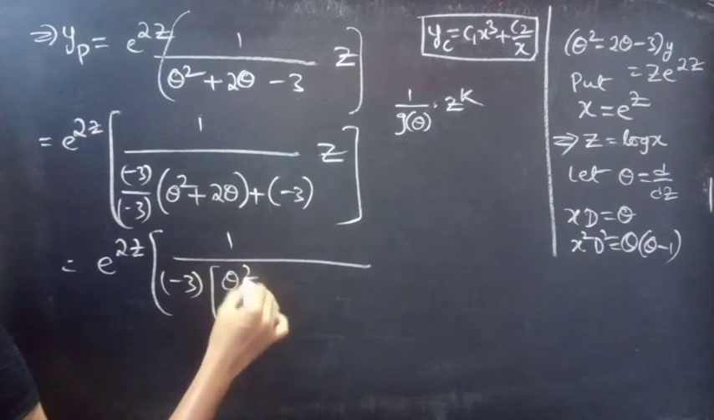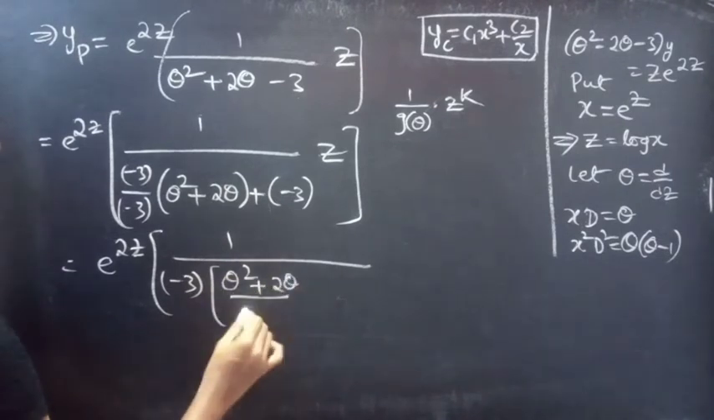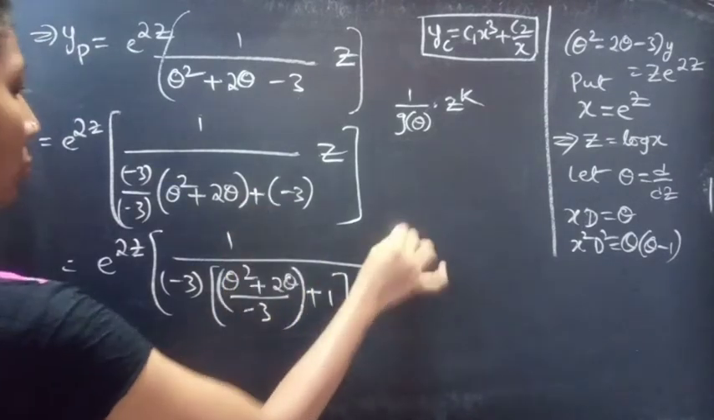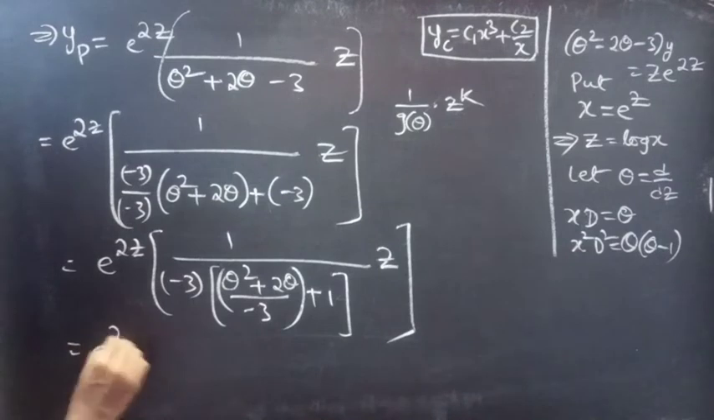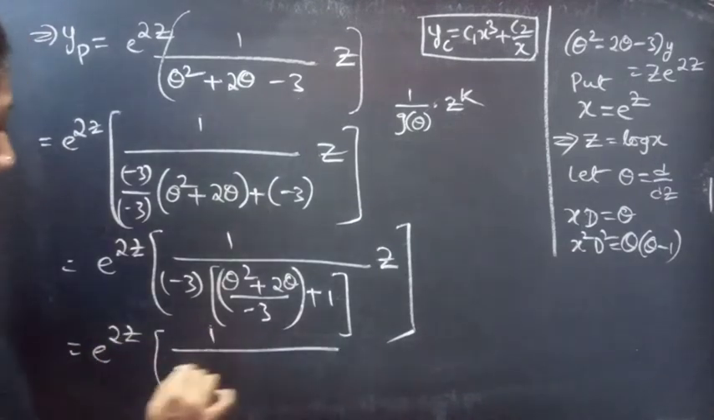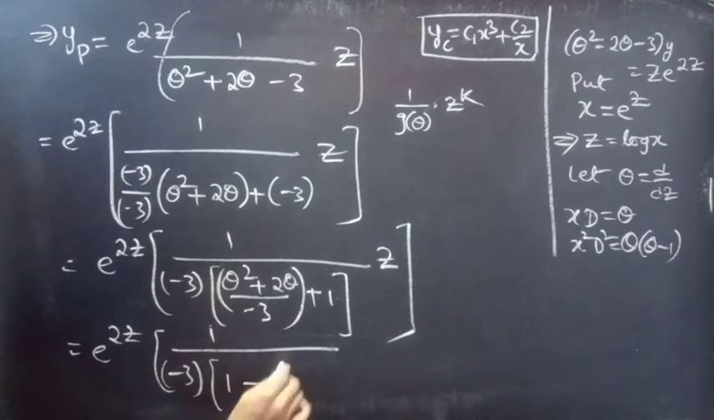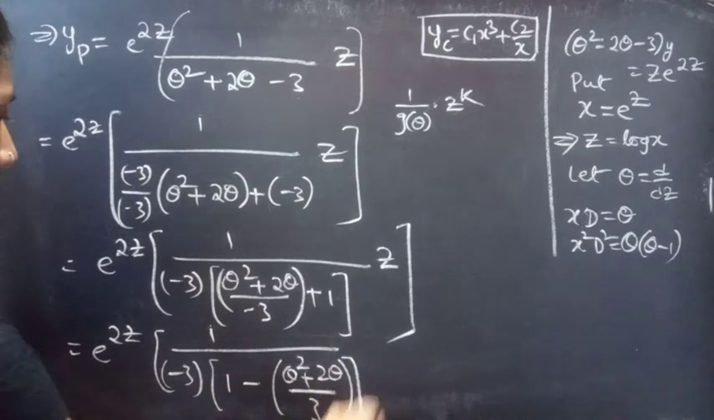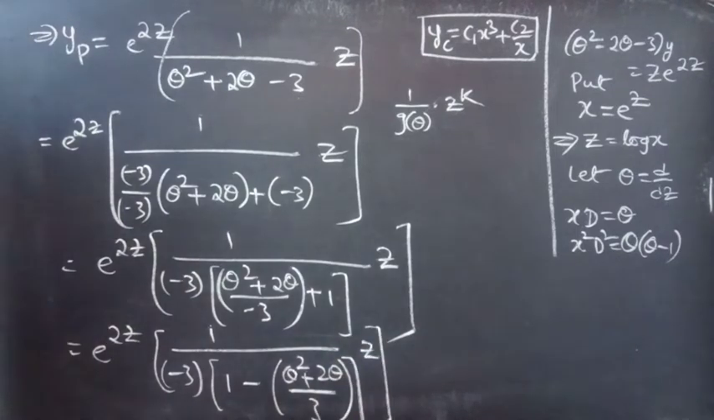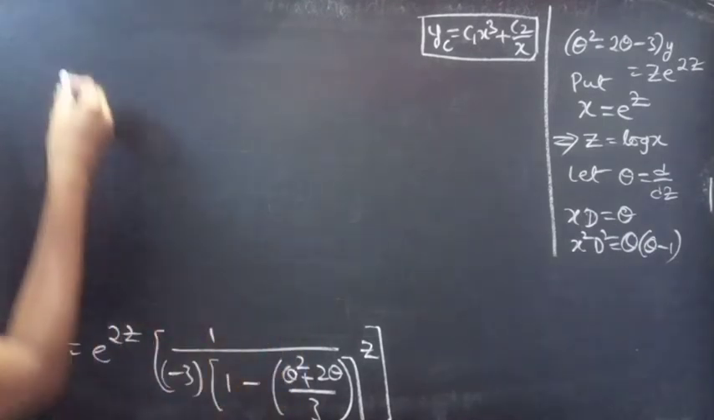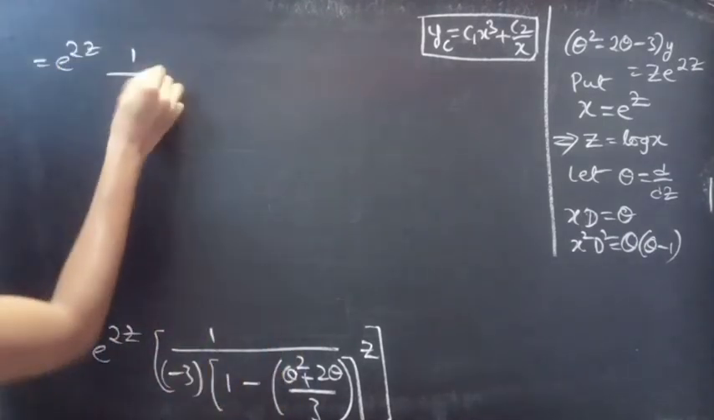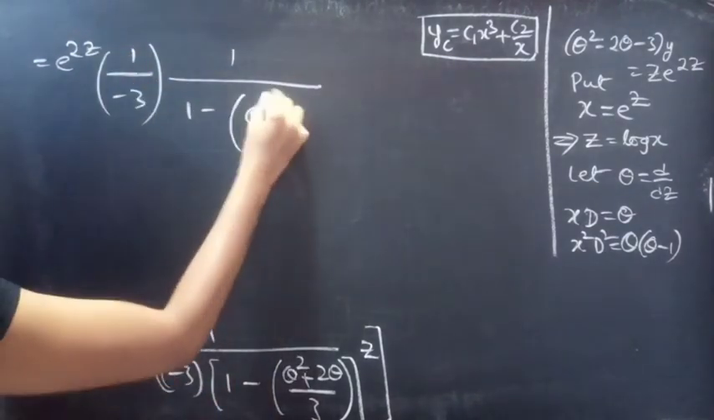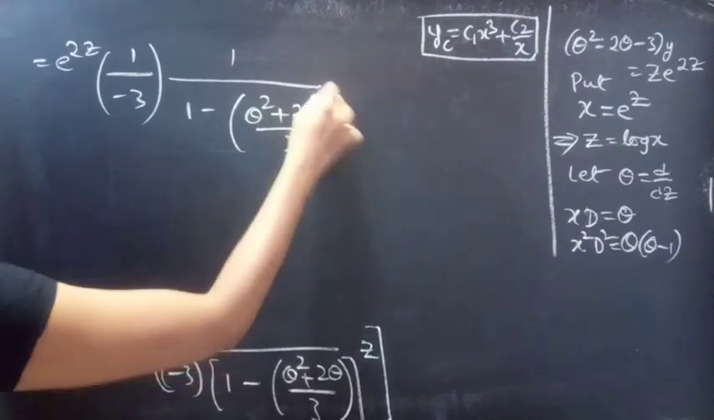We'll get theta square plus 2 theta by minus 3 plus 1, into z. This equals e power 2z into 1 by minus 3 into 1 minus theta square plus 2 theta by 3, into z. Now we can split this fraction as 1 by minus 3 into 1 by 1 minus theta square plus 2 theta by 3, into z.